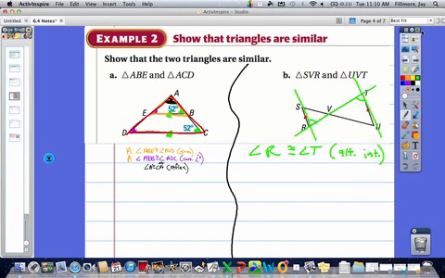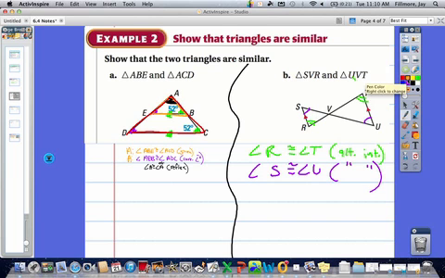And then I can kind of white out the stuff I'm not using here, and you can more easily see how those are alternate interiors: different sides of our transversal on the inside of our parallel lines. So we can use that. Because of that, we can also say the same thing about the other pair, S and U. And there's my second pair of angles.